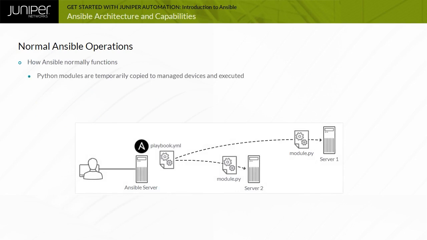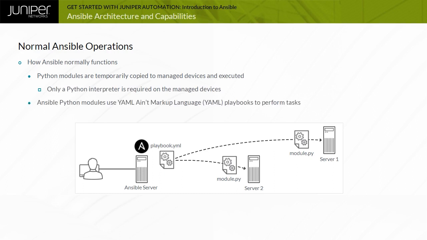Ansible normally uses SSH to connect to remote hosts, copies the relevant Ansible modules, typically Python code, and performs tasks on the hosts. There is no agent or client needed on the remote hosts. Only a Python interpreter is required for a host to be successfully managed. Ansible Python modules use YAML Ain't Markup Language, or YAML, playbooks to perform tasks. Once the tasks are complete, the Python modules are deleted from the host.